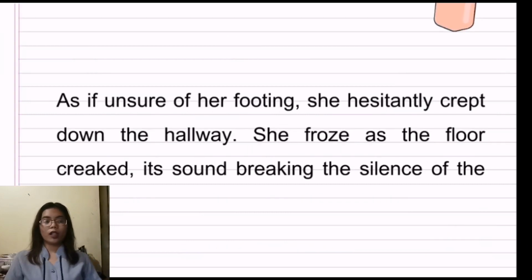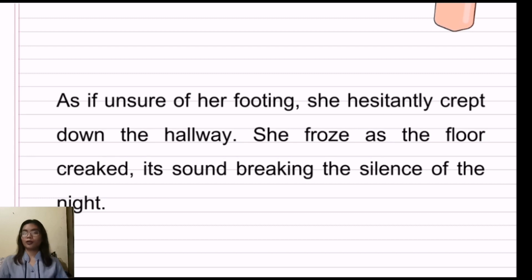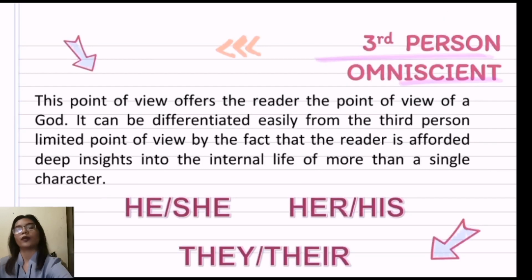For the example, as if unsure of her footing, she hesitantly crept down the hallway. So we have here one character, and we can really tell that the narrator is telling what she is feeling. She froze as the floor creaked, its sound breaking the silence of the night. So it is an example of third person limited point of view.